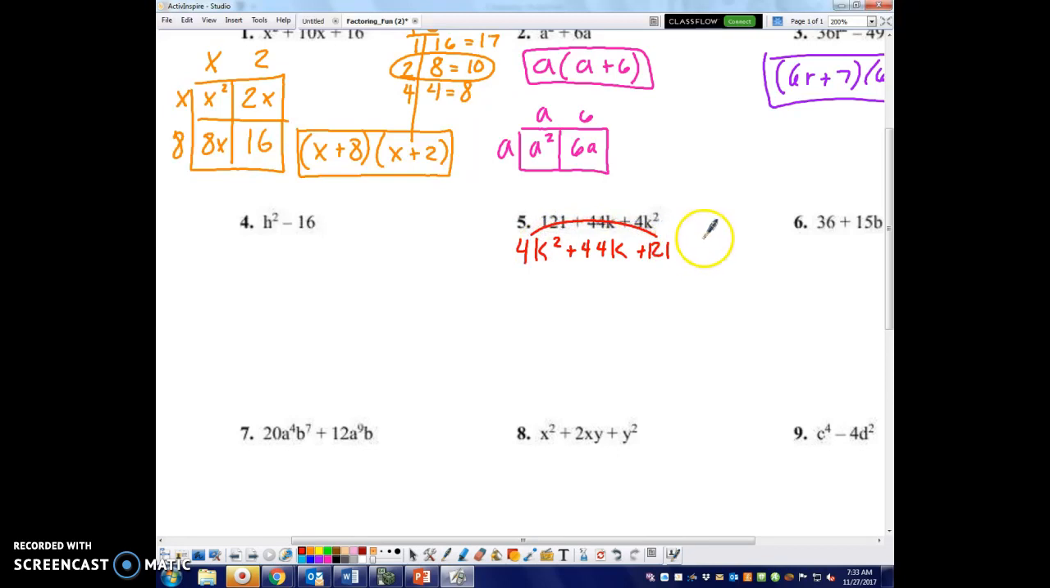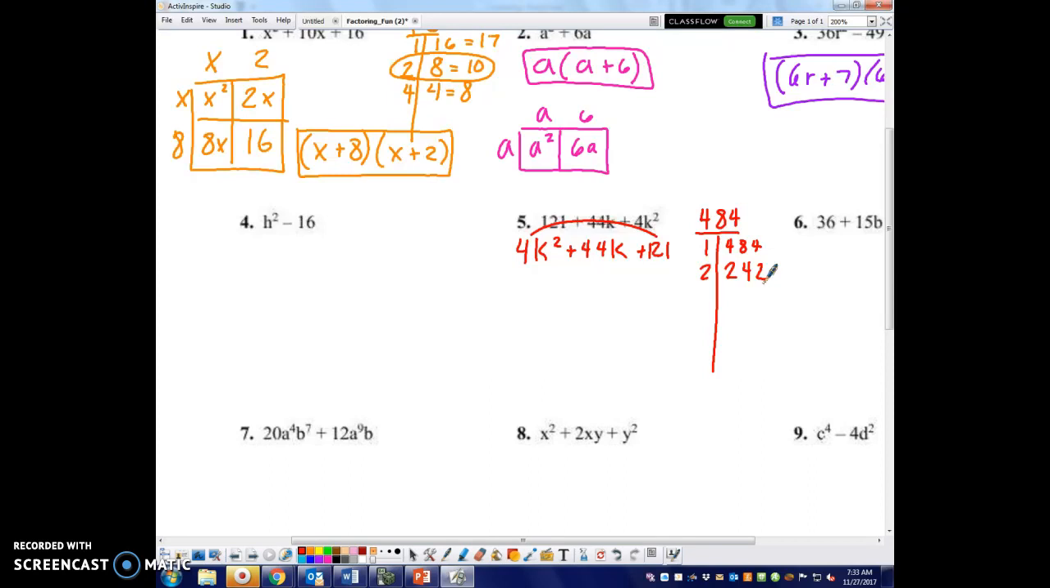4 times 121 is what? 484. Okay, so we need to come up with the factors of 484. Is that on your factoring sheet? No, so we have to figure it out. So we know 1 times 484 is a factor. Can you divide 484 by 2? 2 and what? 242, okay?